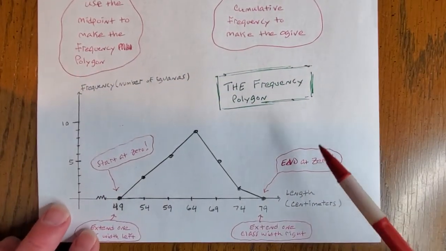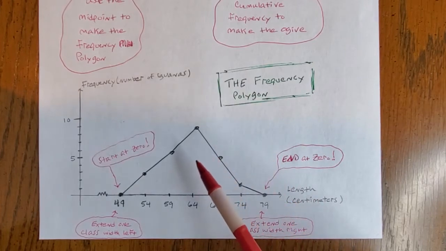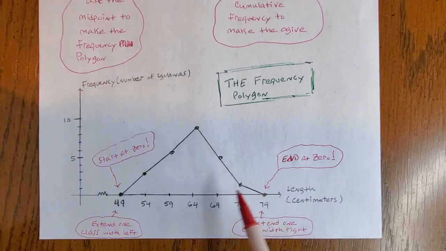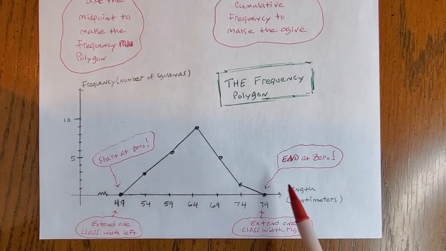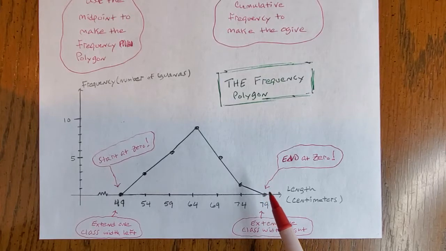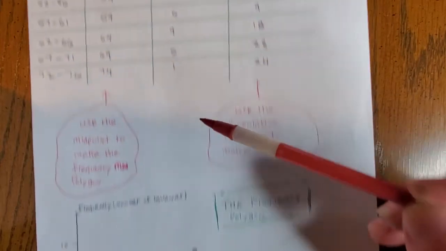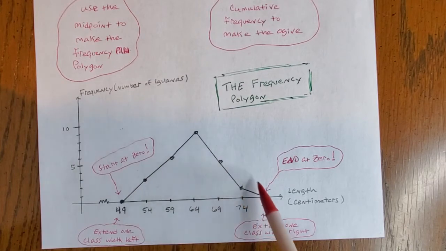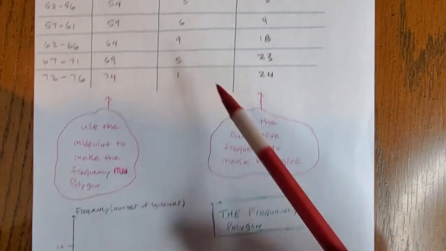Now, this right here is the finished product for the frequency polygon. This is what it is, okay? And what I do here is I start at 0. We always start these at 0, and we always end them at 0, okay? And we connect the frequencies 3, 6, 9, 5, and 1 with a straight line. I just got the ruler and connected each data point, each frequency, with a straight line.